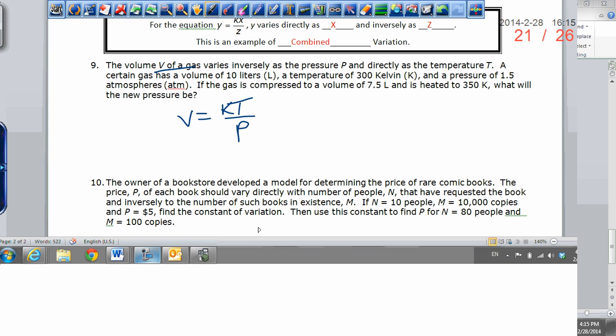And then number 10, same idea. Owner of the bookstore, and so on. Price P varies directly with N, got a k up there, and then inversely with M. All right, so pause it. I'm going to give you the answers.